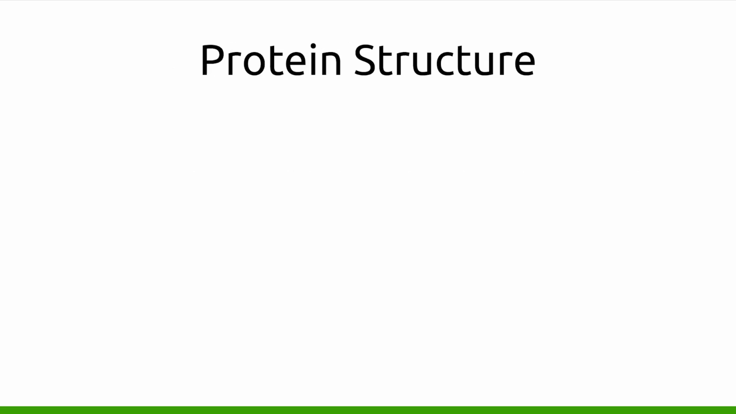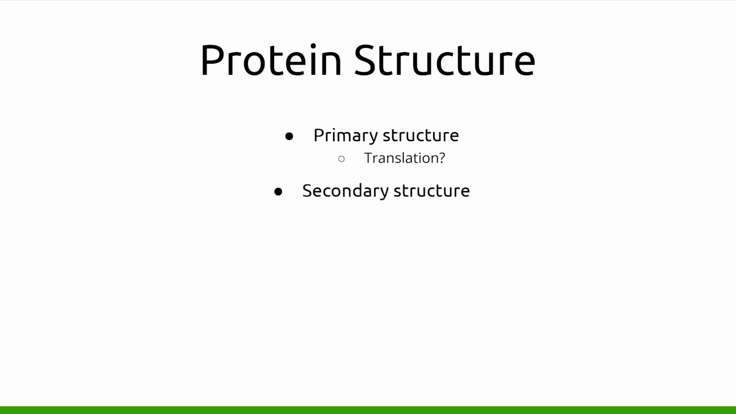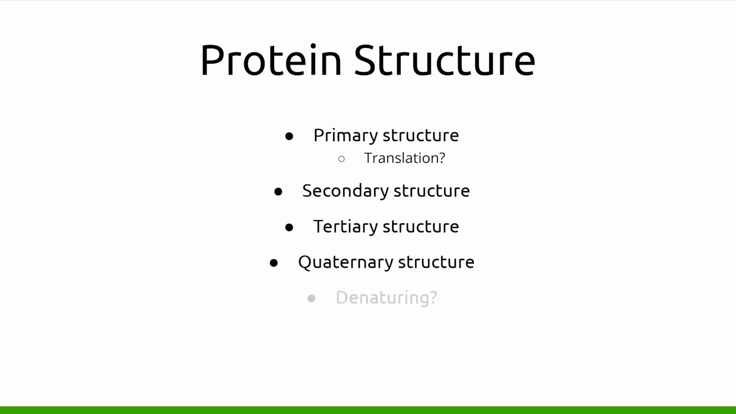You're also going to know about protein structure. So, okay, how does primary structure occur? Via translation. Do I understand how translation works? Secondary structure, tertiary structure, and quaternary structure. I'm also going to have to know, okay, if that's how you build up a protein, how do you break down a protein? So denaturing of a protein, how does that occur?